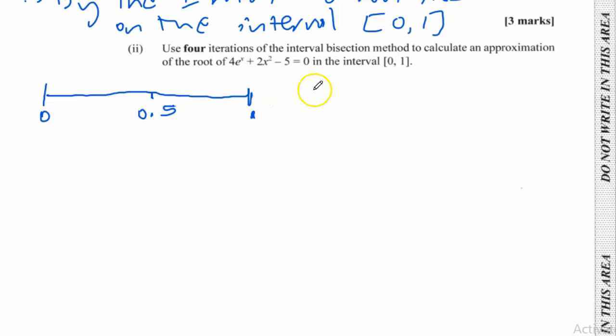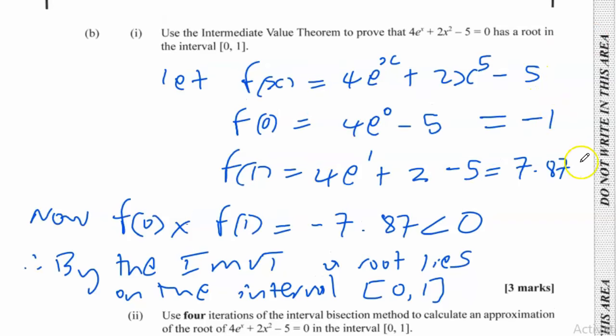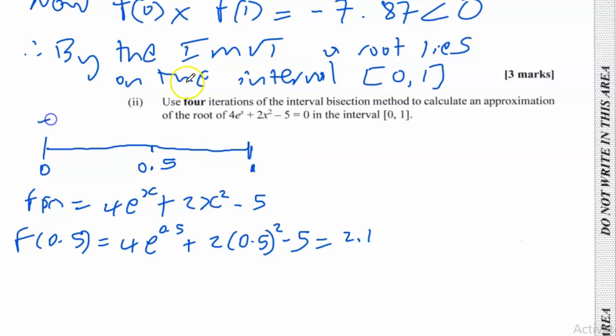Remember f of x was 4e to the x plus 2x squared minus 5. So we find f of 0.5, replacing x with 0.5. So f of 0.5 will be 4e to the 0.5 plus 2 times 0.5 squared minus 5. My calculator has given me 2.1. By the way, let's remind ourselves what f of 0 was. F of 0 was a negative number and f of 1 was a positive number. So we know the root lies between 0 and 1.